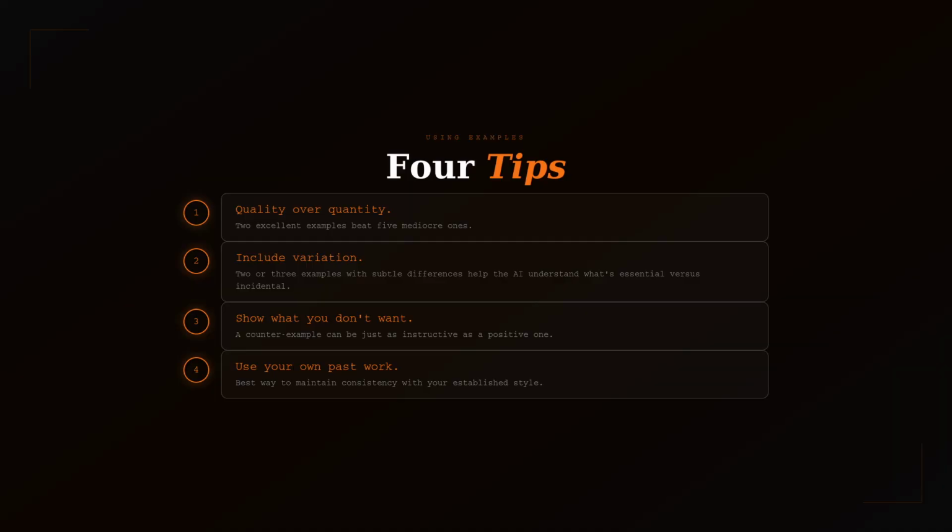I will now give you 4 tips. Quality over quantity. 2 excellent examples beat 5 mediocre ones. Include variation. 2 or 3 examples with subtle differences help the AI understand what's essential versus incidental. Show what you don't want. A counterexample can be just as instructive as a positive one. Use your own past work. Best way to maintain consistency with your established style.